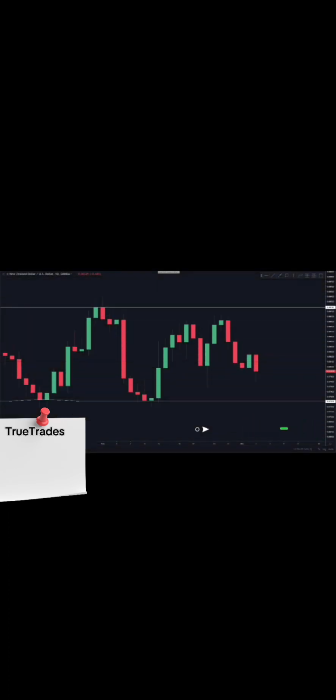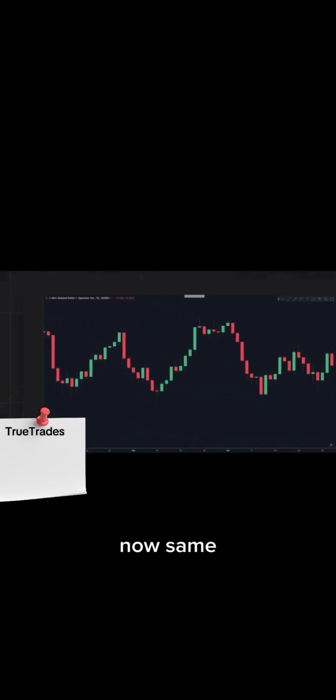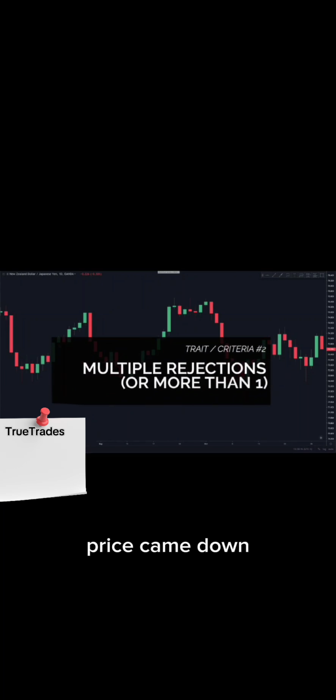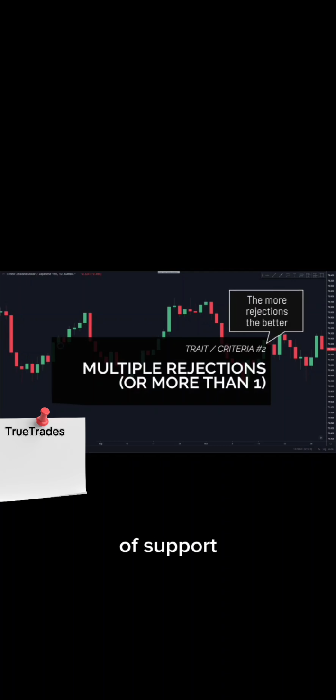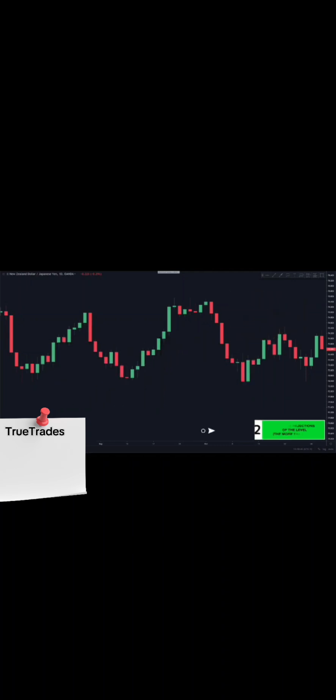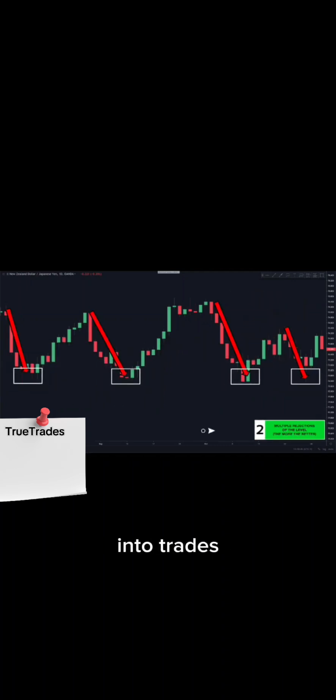As always, we don't jump into trades blindly, regardless of how high or low price is. We always wait for price action. So, to the next trait we look for. Now, trait number 2 that qualifies a level as support or resistance is multiple rejections. And the more rejections, the better. As you can see, price came down to this area on 4 different occasions, and each time it got here, it reversed, giving us 4 rejections and a level of support.